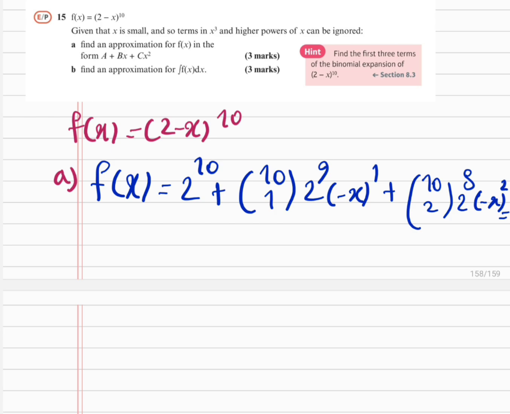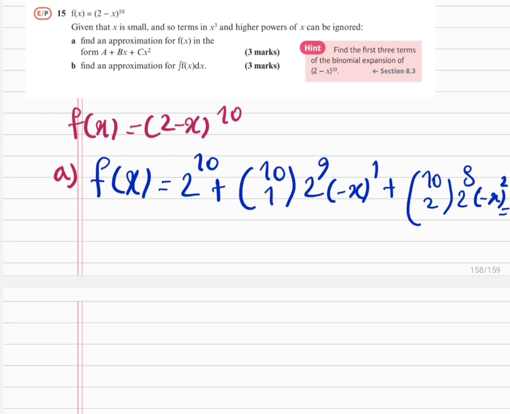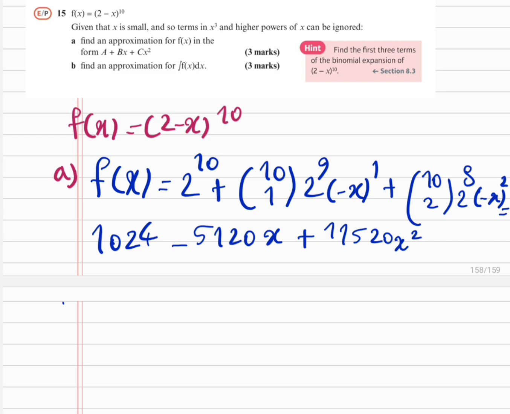So it's now just a matter of using a calculator to find these values. So 2 to the power of 10 is equal to 1024, and then for the second term we have minus 5120x, and finally we have 11520 x squared for the final term. All right, now we have this.